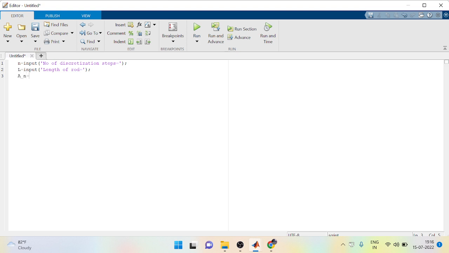So again we need to find out state space matrices. A_n is equal to zeros, n minus 1 comma n minus 1, right? Stability margin. So this is the input matrix. We'll just take some output matrix as well.